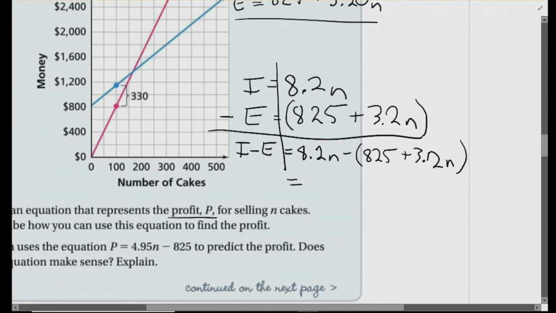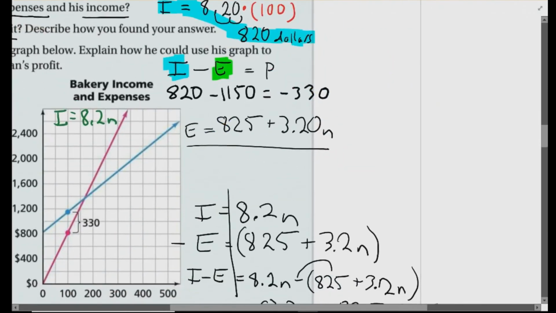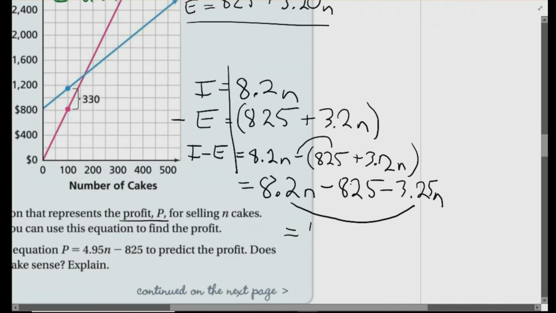Another way that you could rewrite this is 8.2n minus this. Subtracting a sum is the same thing as subtracting each of the individual pieces, also known as the distributive property. So 8.2n minus 825, and once again, distribute to the next part, and we will get minus 3.2n. Because these are on the same side, we can combine these two: 8.2n minus 3.2n, and you would be left with 5n, because remember, if you had 8 apples minus 3 apples, you would still have 5 apples. By the same logic, 8n minus 3n is 5n.